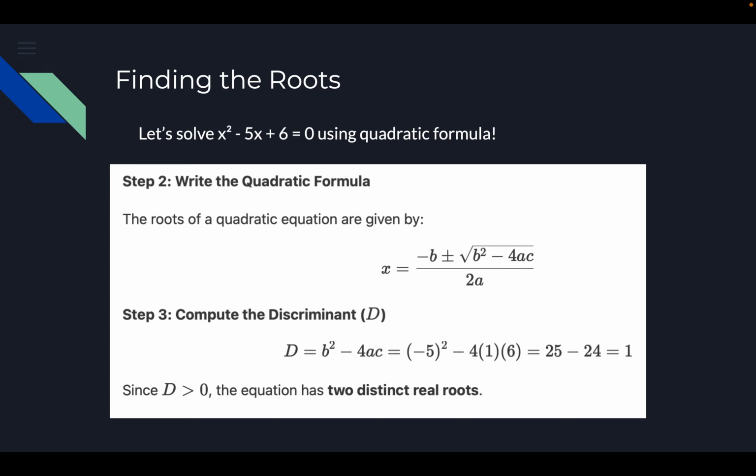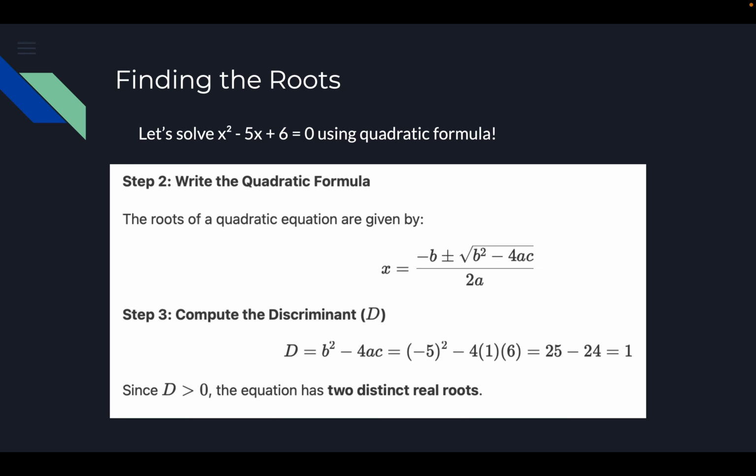Here there is a discriminant called D. The discriminant is nothing but b² - 4ac. Now we substitute the values of a, b and c. We get D = (-5)² - 4 × 1 × 6. (-5)² is 25, and 4 × 1 × 6 is 24. So D = 25 - 24 = 1. Since D is greater than 0, the equation has two distinct real roots.